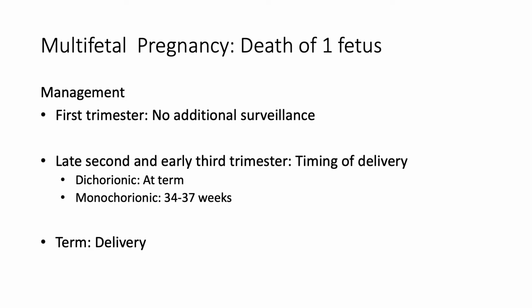Fetal demise of one twin occurring in the first trimester requires no additional surveillance. If demise occurs mid-trimester, the goal is to prolong the pregnancy. Elective delivery timing is debatable. Dichorionic twins can be safely delivered at term, while monochorionic gestations are often delivered between 34 to 37 weeks. Single fetal demise at term is usually delivered instead of managed expectantly.